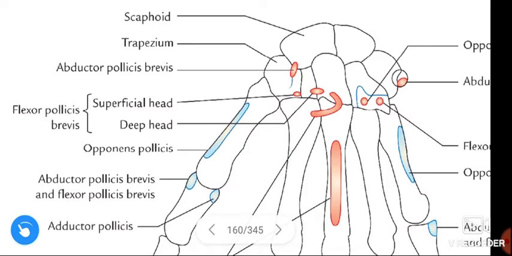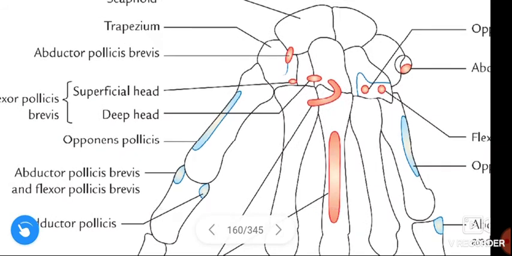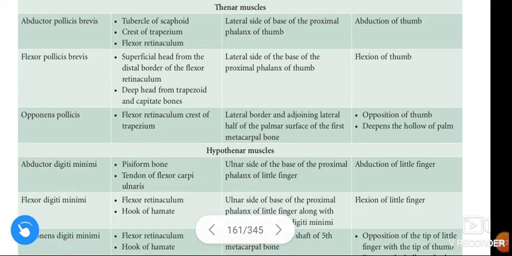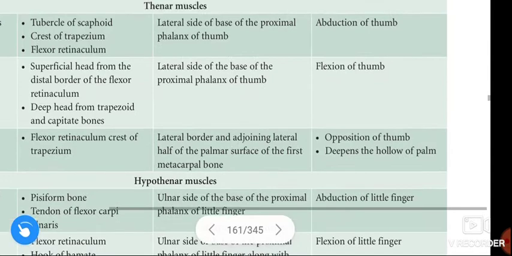On the palmar surface of the first metacarpal bone. This is the first metacarpal bone, and this is the insertion of opponens pollicis. Next, action. The action of opponens pollicis is opposition of thumb and deepens the hollow of the palm. These are the actions of opponens pollicis.